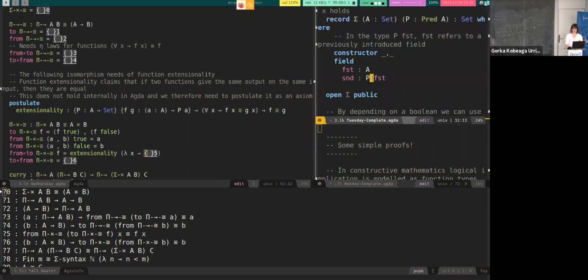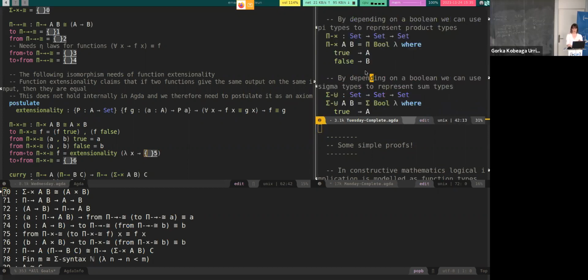And then we use that to define products by saying, okay, I need to define a product of an A and a B. What am I going to do? I'm going to go from a Boolean, and if the Boolean is true, I'm going to give you an A, and if it's false, I'm going to give you a B.